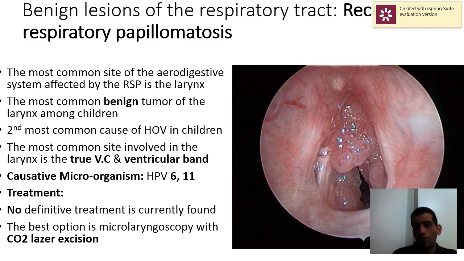Benign lesions of the respiratory tract: recurrent respiratory papillomatosis is one of the common conditions. The most common site of the aerodigestive system affected is the larynx. It is the second most common cause of hoarseness of voice in children. The causative microorganism is human papilloma virus types 6 and 11. There is no definite treatment, only palliative. The best treatment is microlaryngoscopy with CO2 laser debulking of the airway from the polypoidal lesion to keep the airway patent.